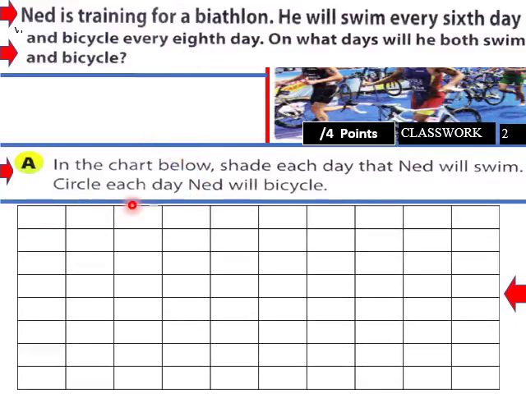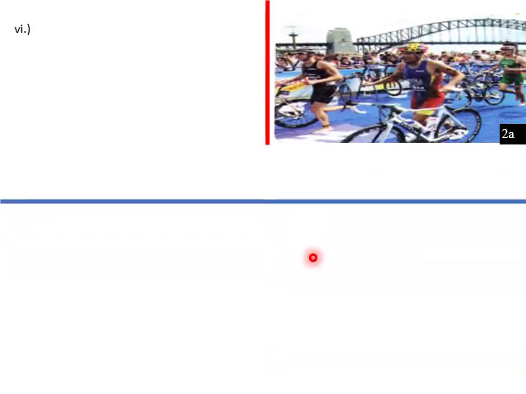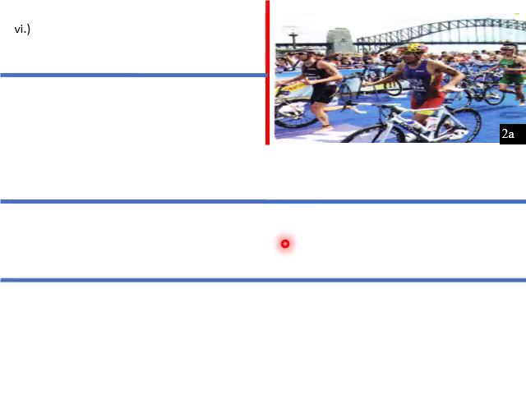To do that, fill in the days on which Ned will bicycle every 8th day: 1, 2, 3, 4, 5, 6, 7, 8, bike. And then every 6th day: 1, 2, 3, 4, 5, and then 6, swim. Keep marking these out, and where these coincide, where he has a day when he both swims and bicycles, that would be an LCM. Go ahead and fill that in, and teachers, give your students about 5-6 minutes to fill that chart in.